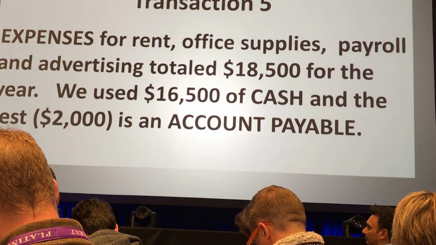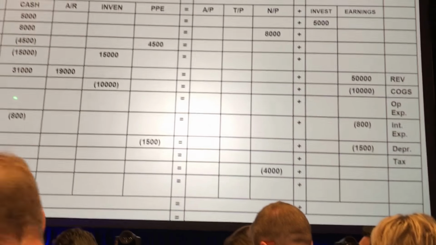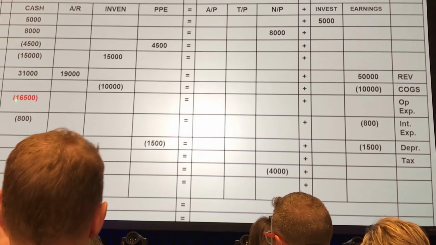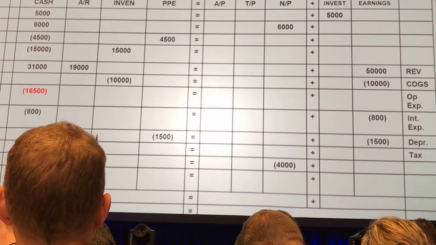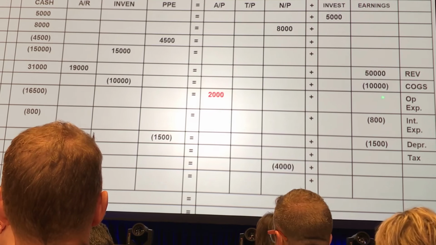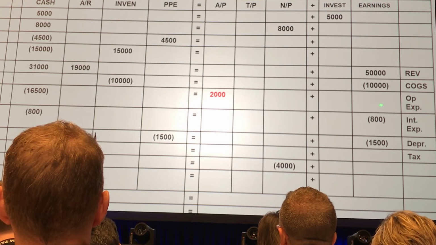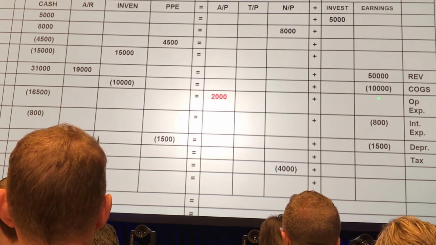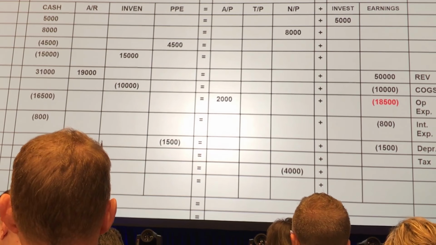All right, here we go. On line 5, we used $16,500 of cash. We gave somebody a $2,000 IOU, and the total expenses incurred that reduced earnings was a total of $18,500.